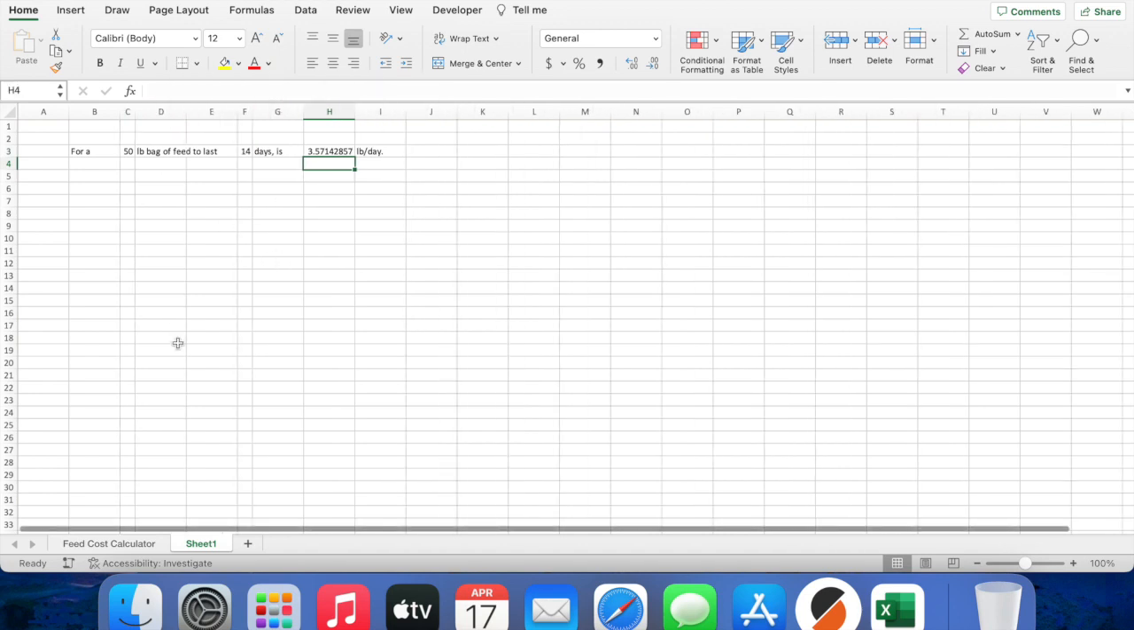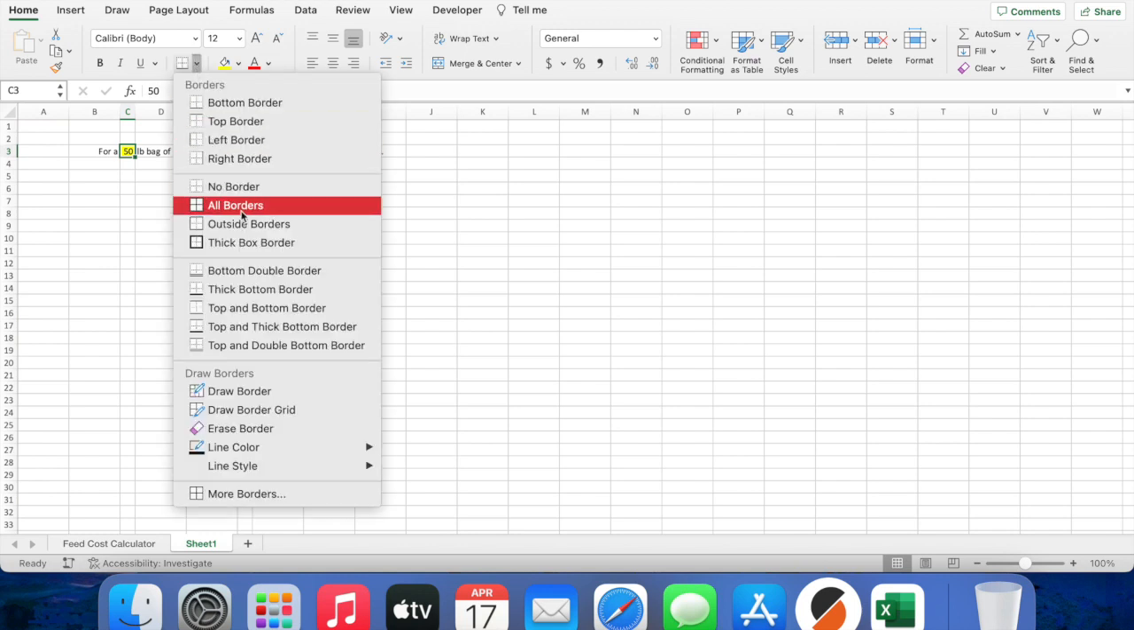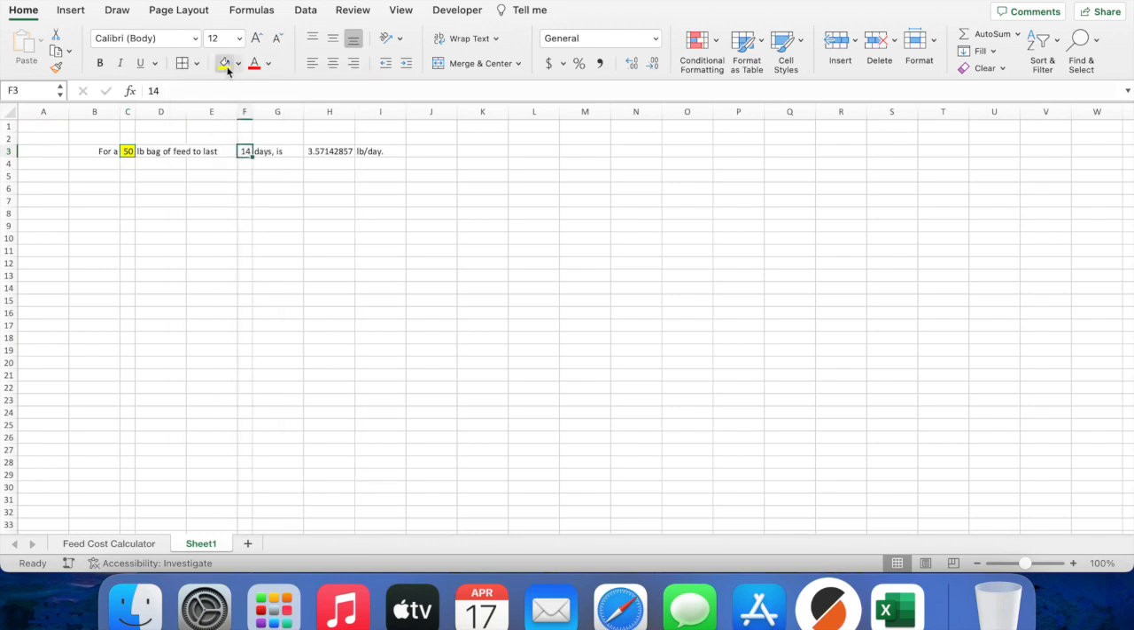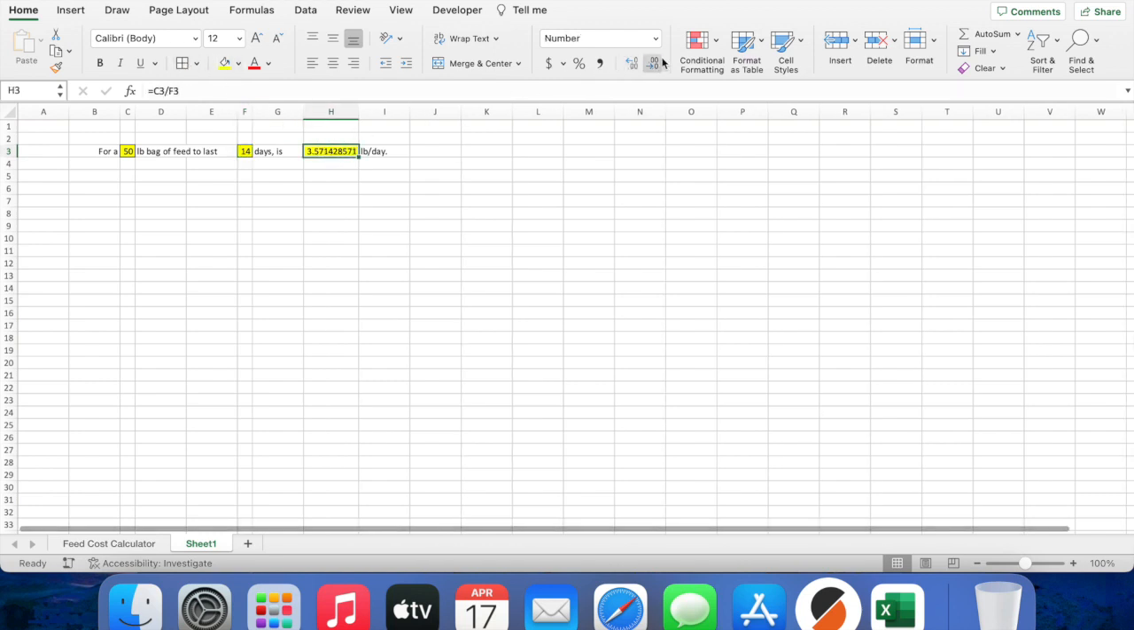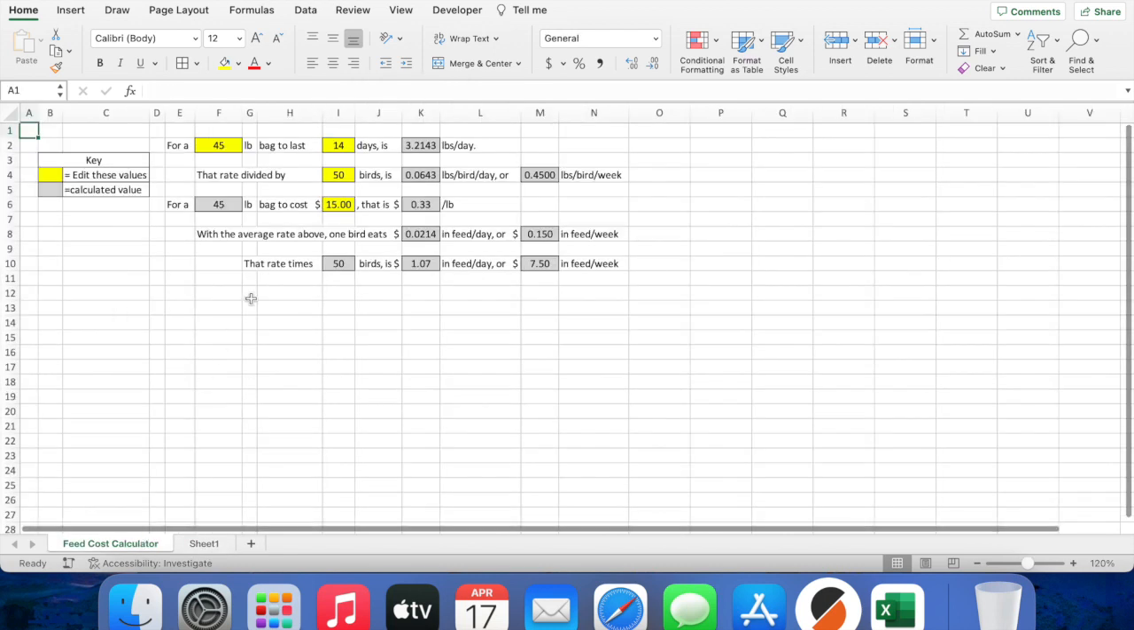Do a little bit of cleanup here. Tighten down that 50 and that 14, right justify this cell, do a little highlighting, add some borders, just kind of clean it up. That 50 and that 14, those numbers are adjustable. I want to take out some decimals on this because I don't need that much information. So double click that, bring it down to size.